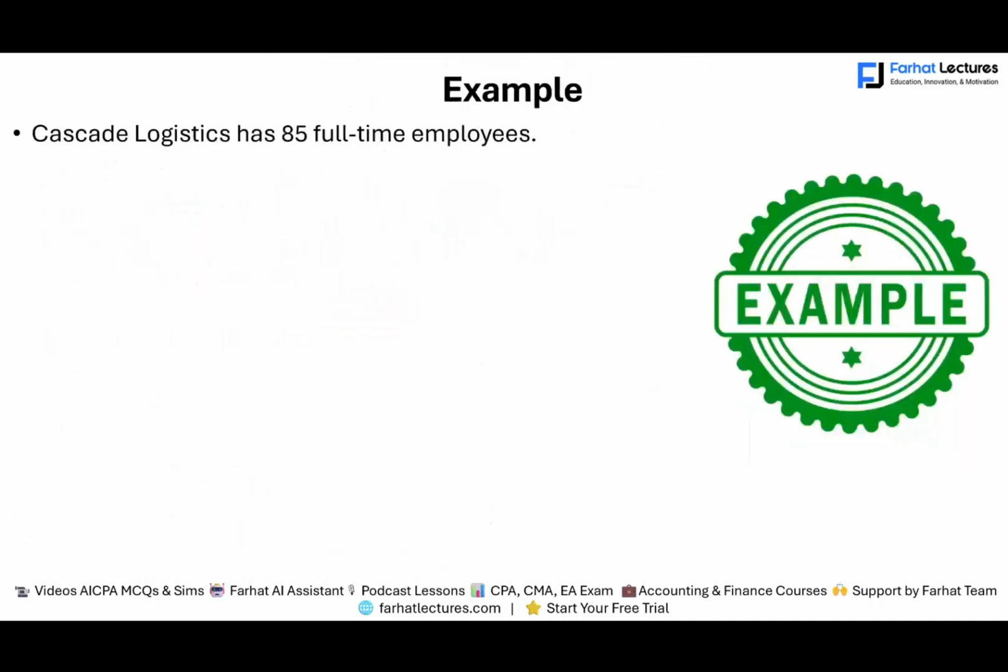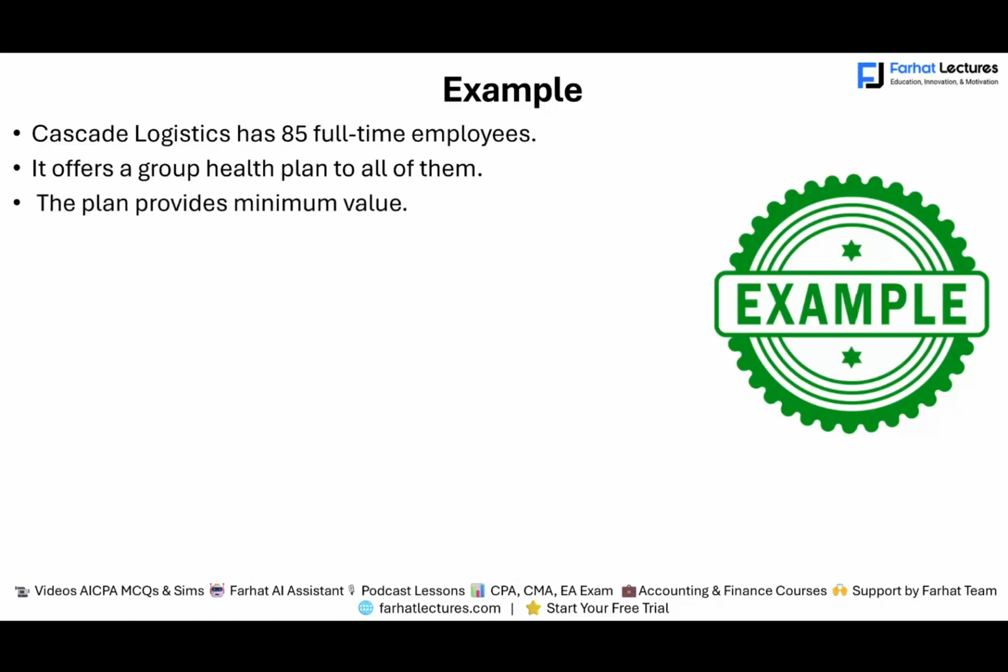So, Cascade Logistics has 85 full-time employees. It offers a group health plan to all of them. So violation A is out.